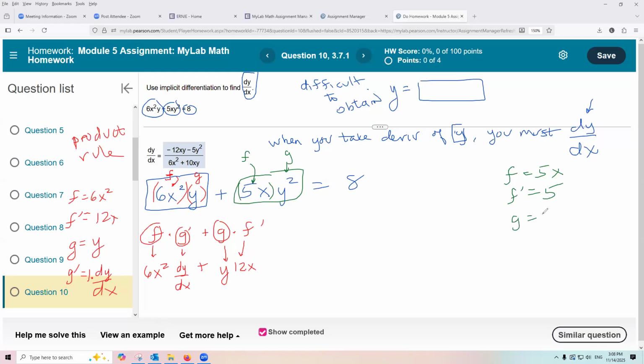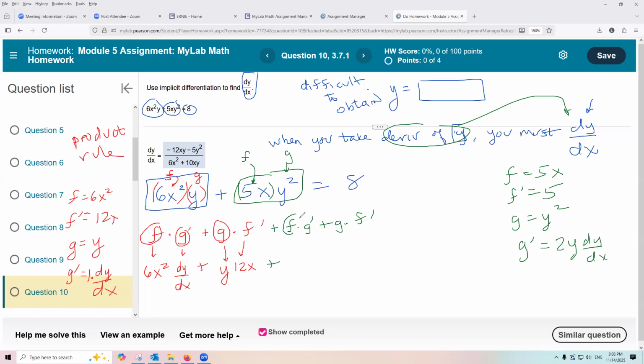The g function here is y squared. If I take the derivative of y squared, it's going to be 2y. But again, remember, whenever you take the derivative of y, you must include a dy/dx with it. All right, let me write down the product rule for this. It's going to be f times g prime plus g times f prime.